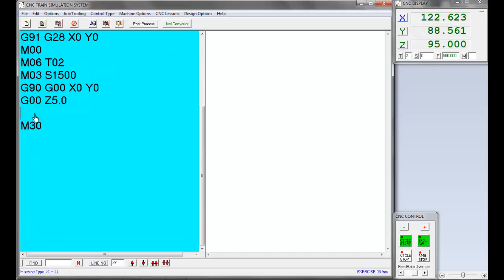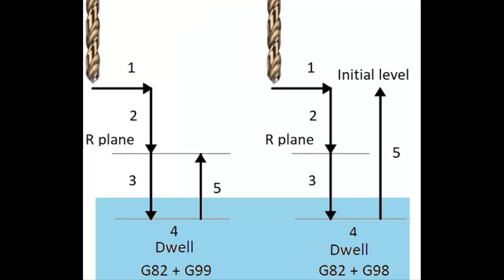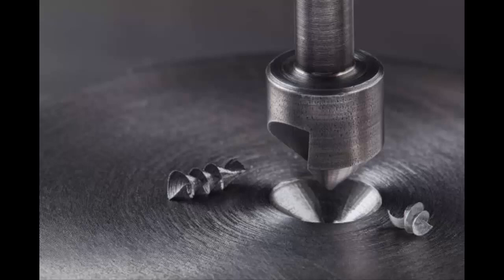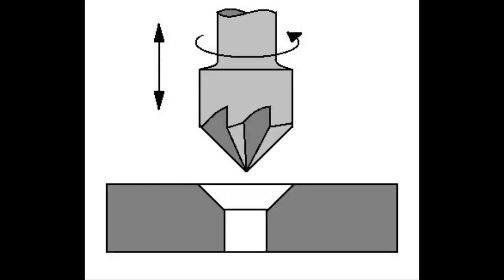Let's add the G82 spot drilling cycle in the part program. What is the G82 spot drilling cycle? G82 is a drilling cycle that doesn't peck, but instead dwells at the bottom of the hole. This increases the accuracy of the hole depth. It is necessary to hold or pause for a few seconds the cutter at the end of the hole to obtain a smooth surface finish. Once the drill reaches the bottom of the hole and has finished dwelling, retraction is at rapid speeds.